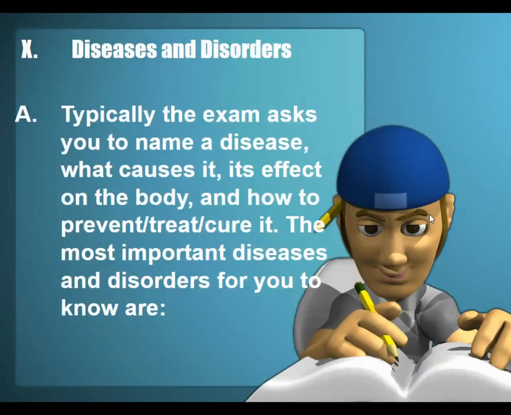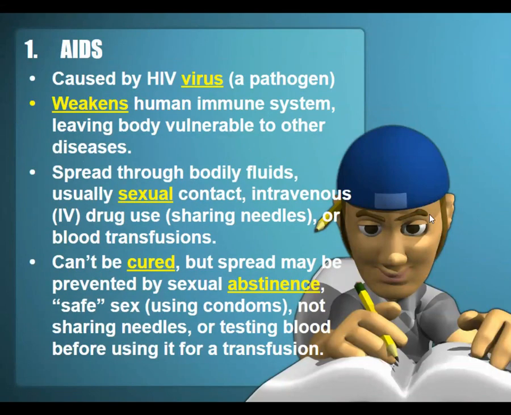Okay, we're going to take a look at some diseases and disorders. Typically, the exam asks you to name a disease, what causes it, its effect on the body, and how to prevent, treat, or cure it. And the most important diseases follow here. So AIDS is caused by the HIV virus, which is a pathogen. It weakens the human immune system, leaving your body vulnerable to other diseases. It is spread through bodily fluids, usually sexual contact, intravenous drug use, or blood transfusions. It's not very often with blood transfusions anymore, just because they test the blood before they use it.